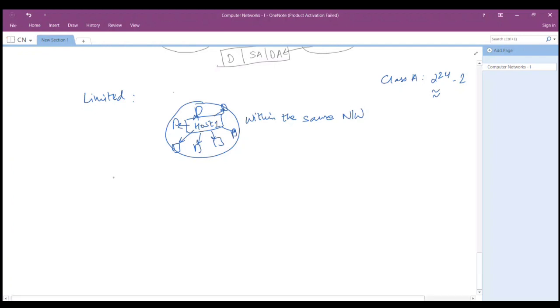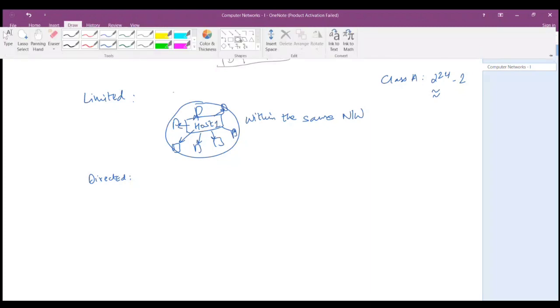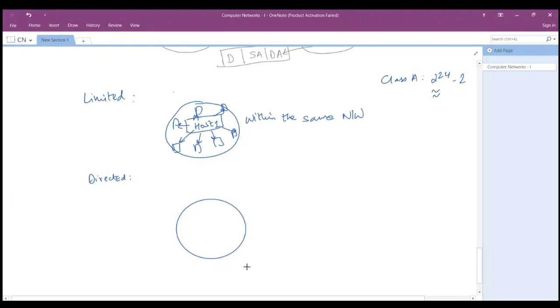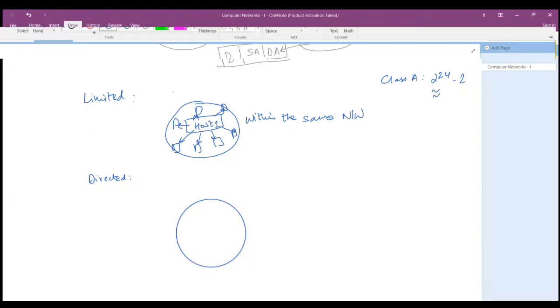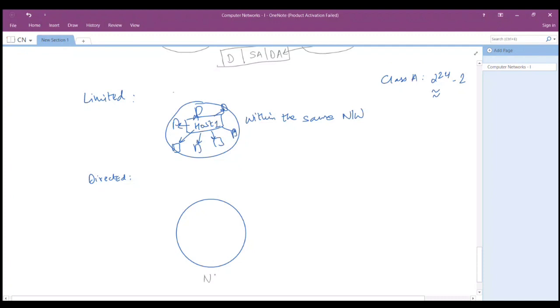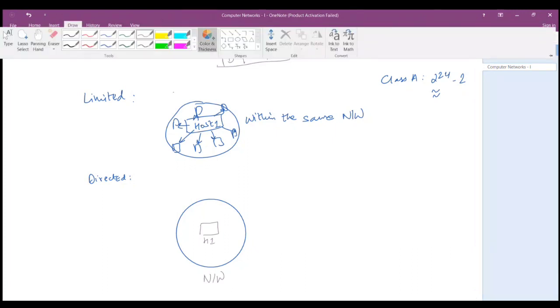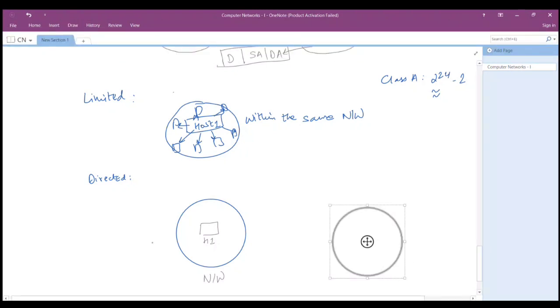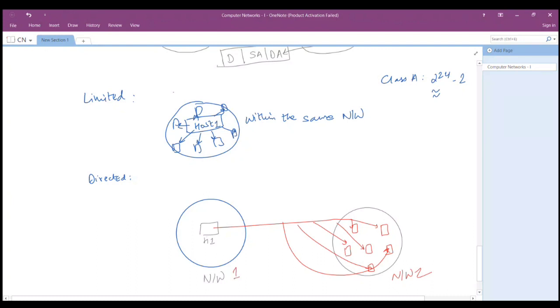Limited broadcast is within the same network, but directed means it is going to send to all the hosts of another network, right? So we have a network and we have a host here. This host wants to send the packet to all the hosts of any other network. So this is another network, a different network. That is known as directed broadcasting.